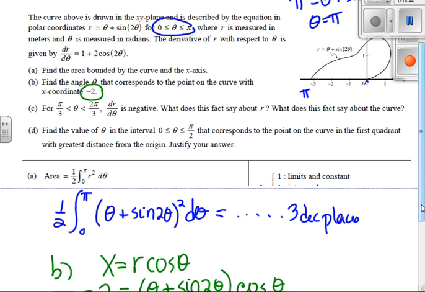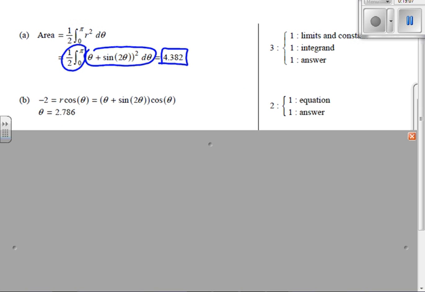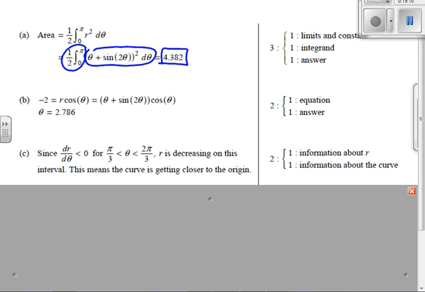And then, for theta between pi over 3 and 2 pi over 3, the r d theta is negative. R is a positive value. Is r positive? I believe it's positive. Looks like it's going towards the origin. Let's check that. R is decreasing on the interval, which means that the curve is getting closer to the origin. Yeah. So for this one, you don't have to say the r is positive like you did on the other one. Well, I'm debating whether it is positive.